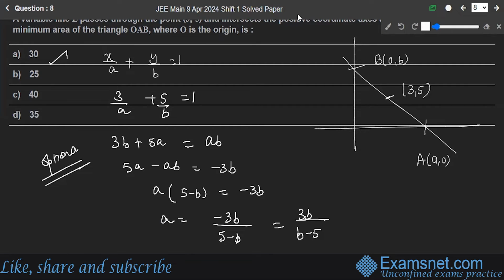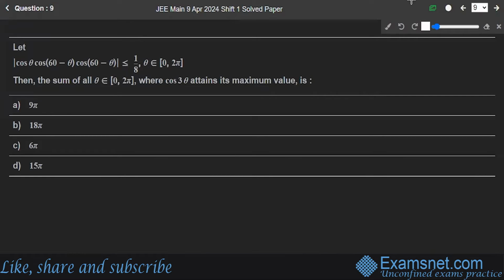Hope you understood that. Let's move to the next question. Question number 9. It says let the modulus of cos theta into cos of 60 minus theta into cos of 60 plus theta be less than or equal to 1 upon 8, where theta lies in the interval 0 to 2 pi. Then the sum of all theta in this interval where cos 3 theta attains its maximum value is.